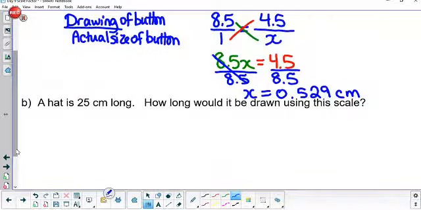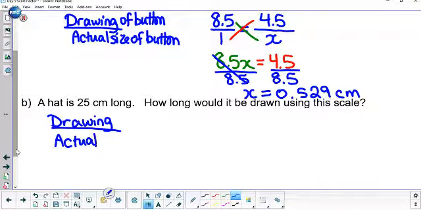A hat is 25 centimeters long. How long would it be drawn using this same scale? So remember, drawing to actual. And in this case, we're talking about a hat. So actual size of hat, drawing of hat.